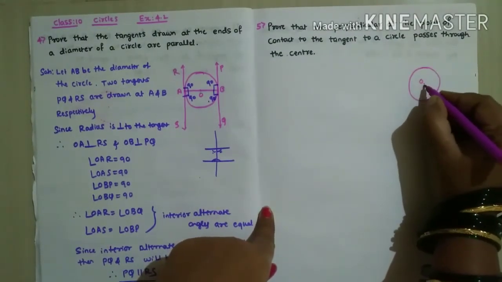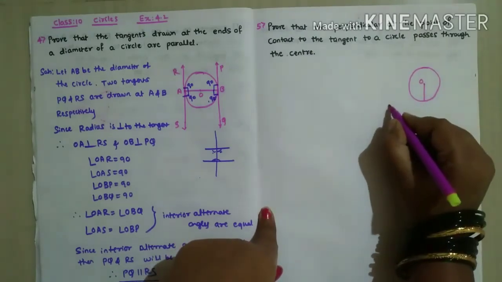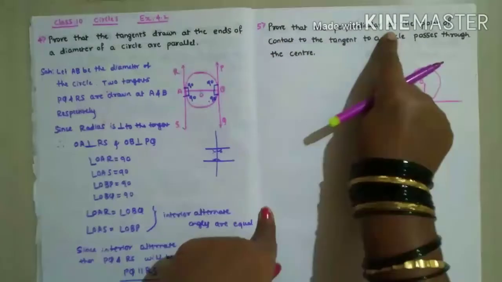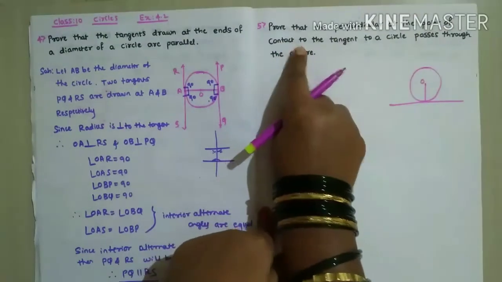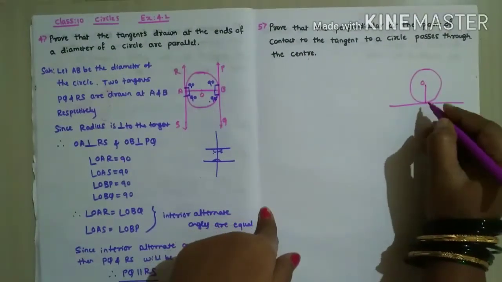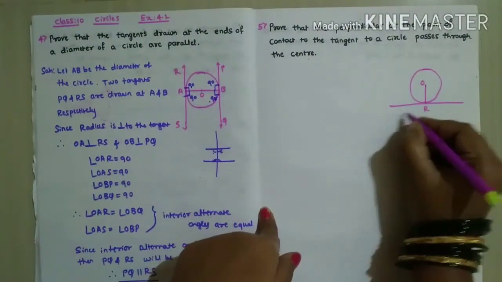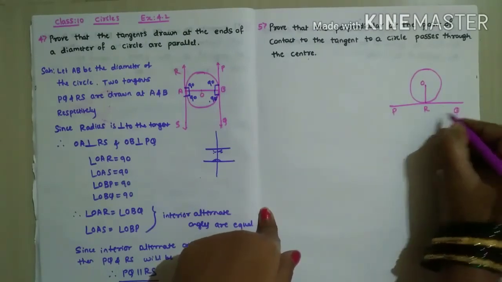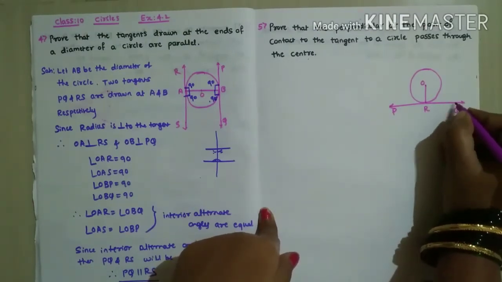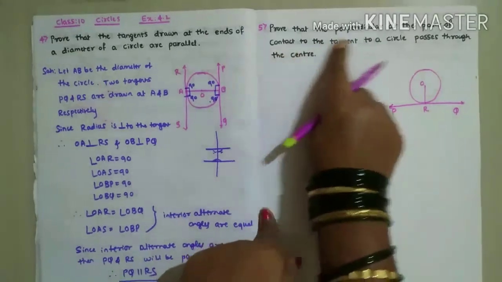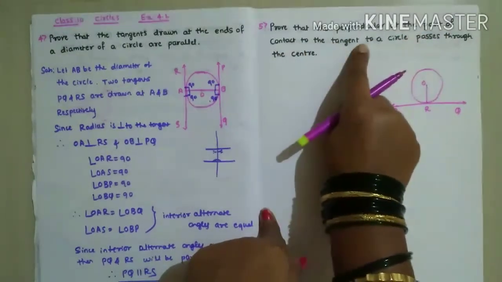With the center O. What they are saying: prove that the tangent at any point of a circle is perpendicular to the radius through the point of contact. This is the point of contact. I will take this as R and this tangent as PQ.